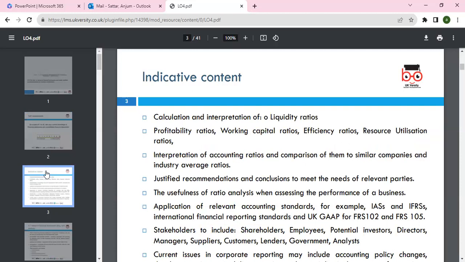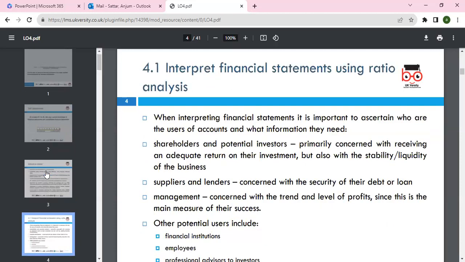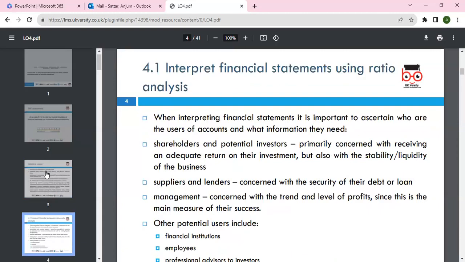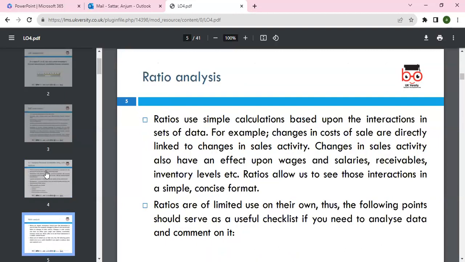Okay, so in the previous lesson we also discussed some of the ratios and ISAs. So, interpret the financial information and ratio analysis. When interpreting the financial statements, it is important to look at the users of accounts and the financial information. We have different stakeholders who are really interested in these ratios, and we need to look at how we can use them effectively. That will be in our discussion today.